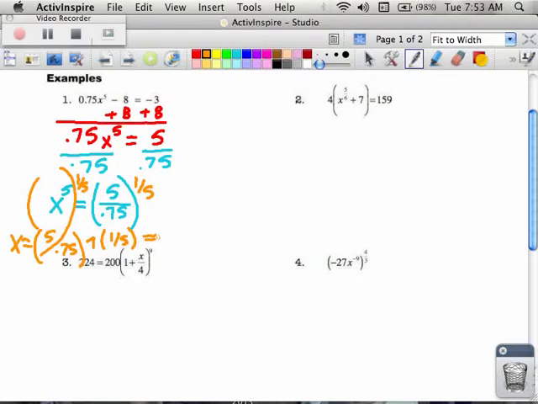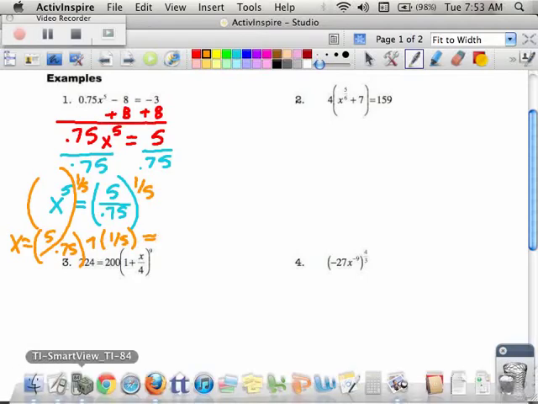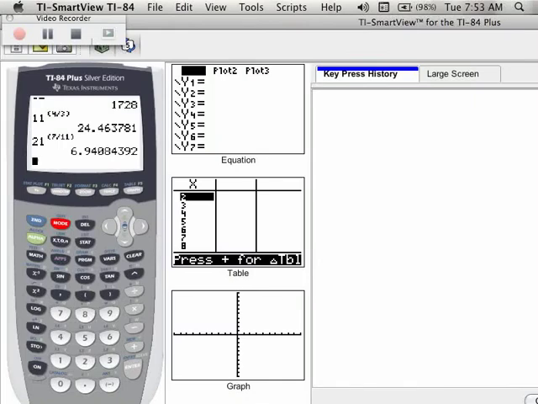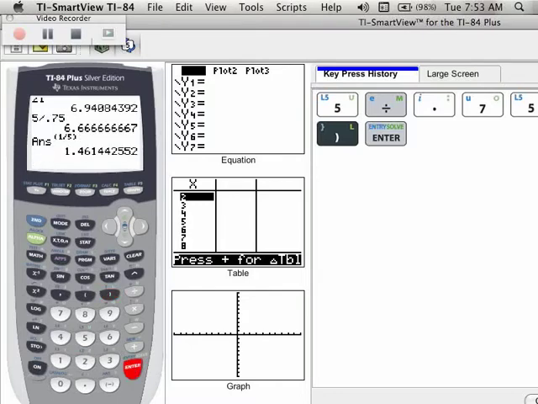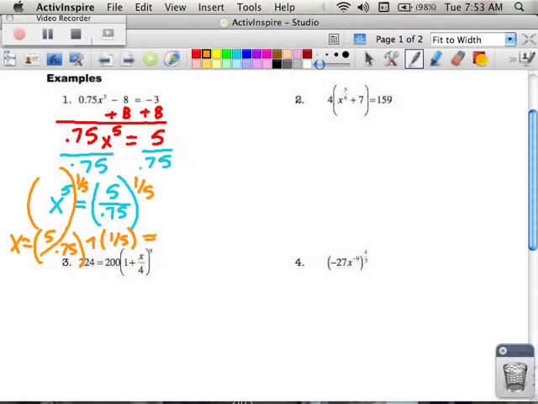So on my calculator, I have 5 divided by 0.75 and hit enter. And then I raise that to the 1/5 power and hit enter. And so roughly 1.46. So I just write down 1.46.